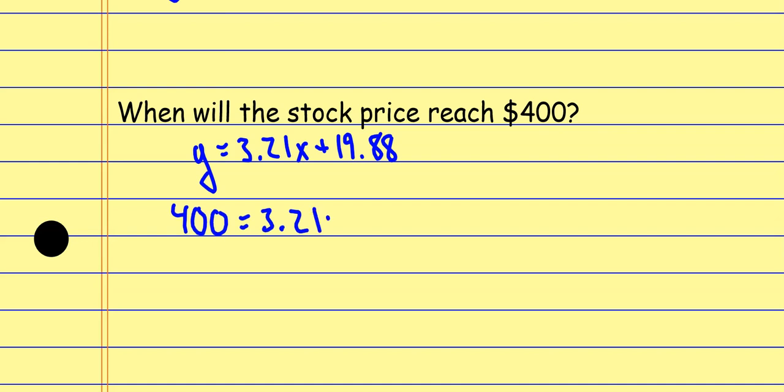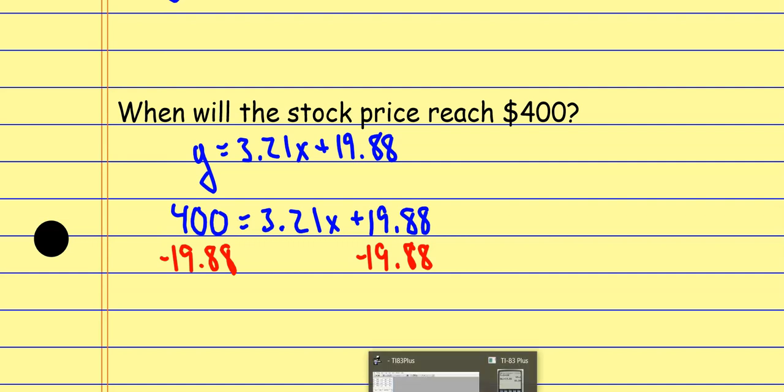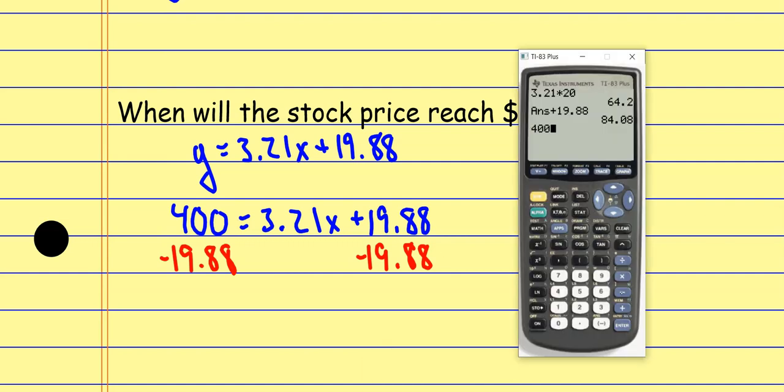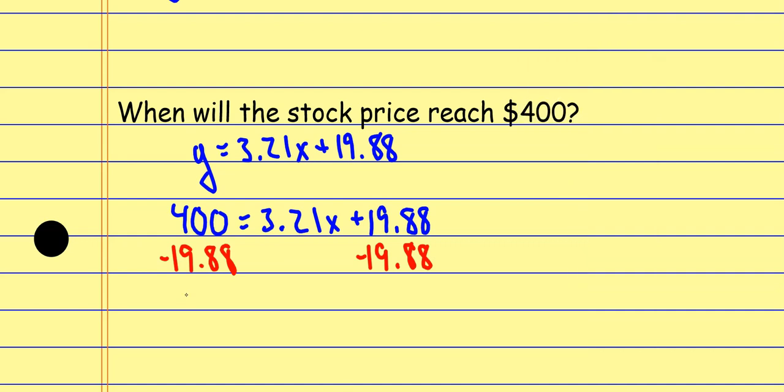And on a question like this, don't be shy about using your calculator. I am confident that all of you could do 400 minus the 19.88 in your heads and divide that by 3.21 in your heads. All right, but let's let the calculator do a little work here for us, okay? So again, 400 minus the 19.88. So I get 380.12. And now I'm going to divide each side.